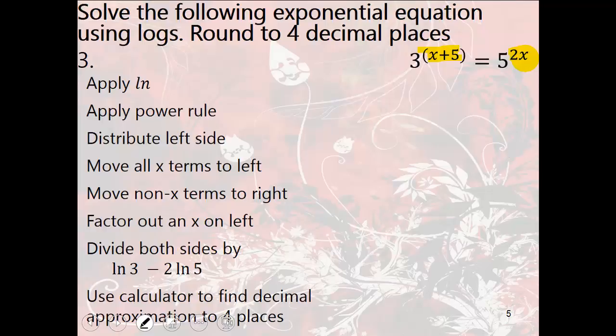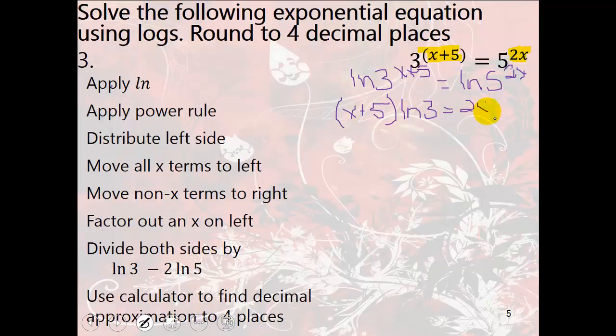Okay, so let me change back over to my pen, and I have to apply the natural log to both sides. If you wanted to do log, you can do that. So ln of 3 raised to the x plus 5 has to equal ln of 5 raised to the 2x. I'm going to apply my power rule to both sides of my equation, and I get x plus 5 times ln of 3 is equal to 2x times ln of 5.